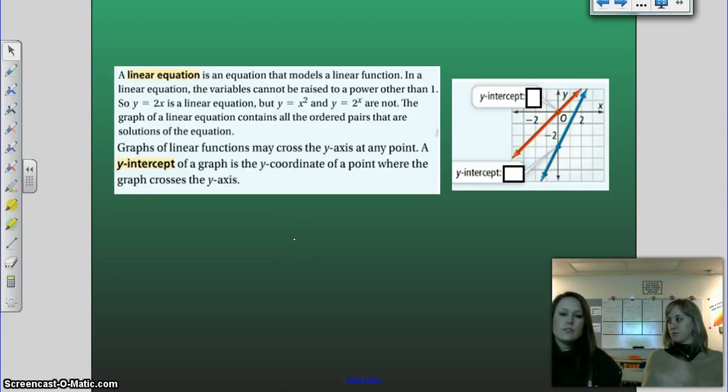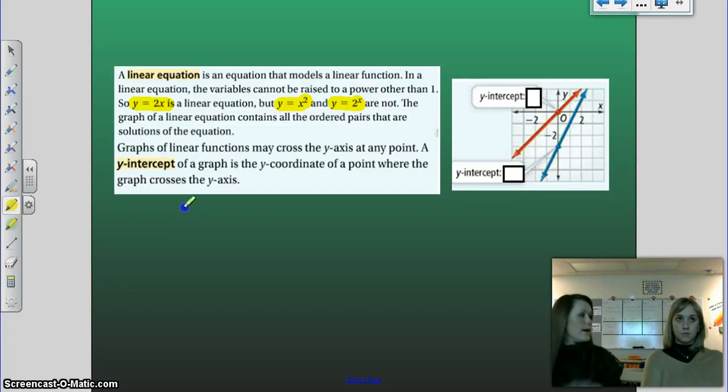So a linear equation is an equation that models a linear function. Linear means line. Ultimately, in layman's terms, if it's linear, it's going to make a straight line. So if you see here, this would be a linear equation, which is also a direct variation. But this, because it has a squared, or this is y to the power of x, those are not. So those are quadratic or exponential functions, not linear. And we'll get there later.